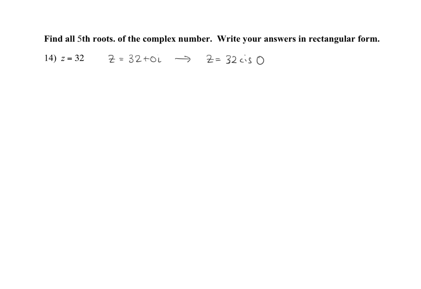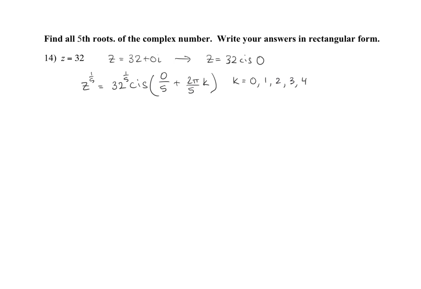And then if we're going to do the fifth roots, then z to the 1/5 is equal to, this is De Moivre's theorem, which is on your formula sheet, 32 to the 1/5 times cosine plus i sine of the argument, 0 divided by 5 plus 2 pi fifths times k, where k is equal to 0, 1, 2, 3, and 4.